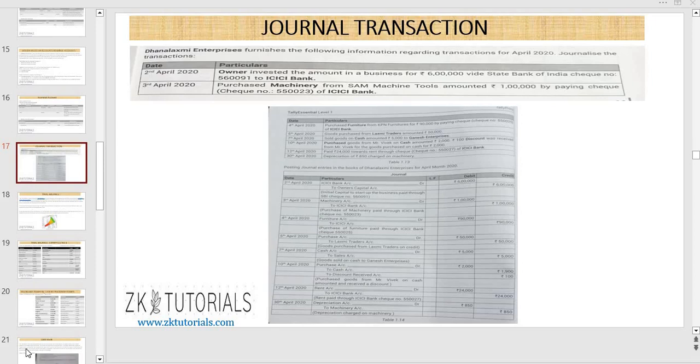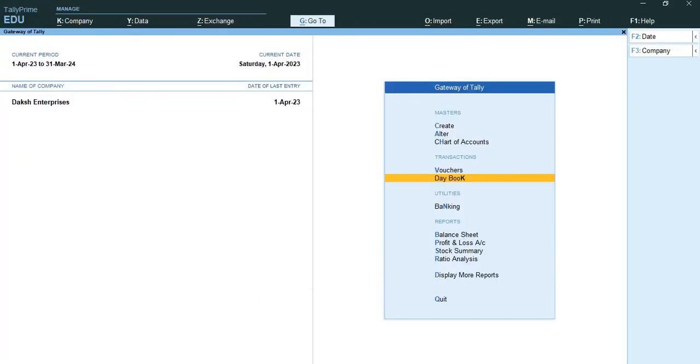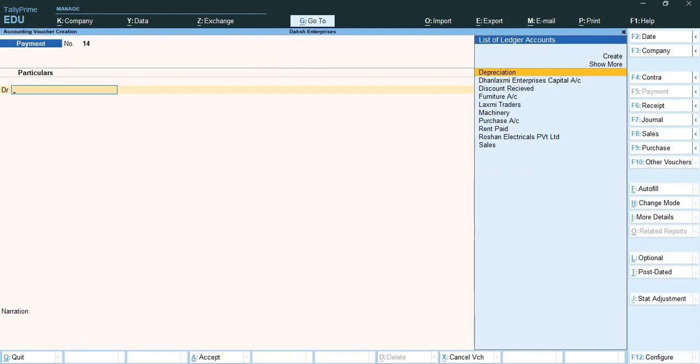Hi, good morning. Today's topic of discussion is I'm going to show you some practical aspects of this journal transaction via Tally Prime. So let me open my Tally Prime. This is my company, Daksh Enterprises. Here I will show you these practical entries, how we can pass these entries via Tally Prime. So I'll directly go to vouchers.